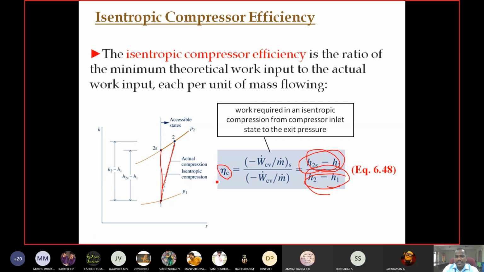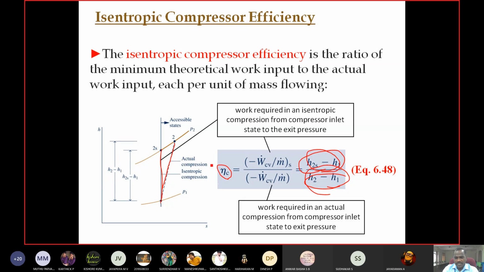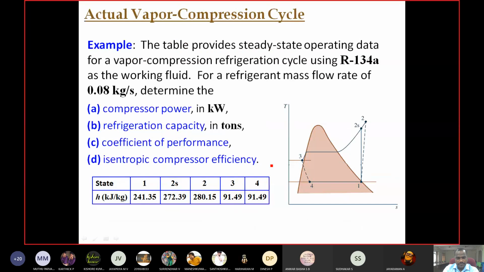Then the work required in the isentropic compression from the compressor inlet state to the exit pressure gives the compressor efficiency. The denominator gives the work required in an actual compression from the compressor inlet state to the exit pressure, that we know very well. So we can refer to this. This is our actual, then this is our obtained. Based on that, we can solve this.